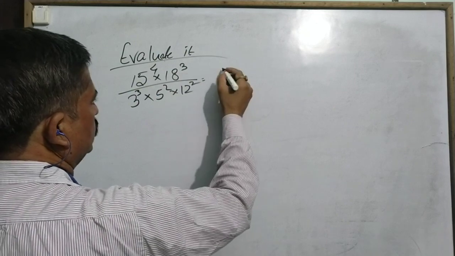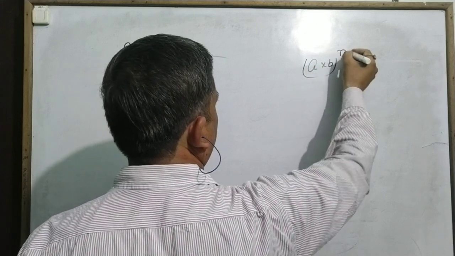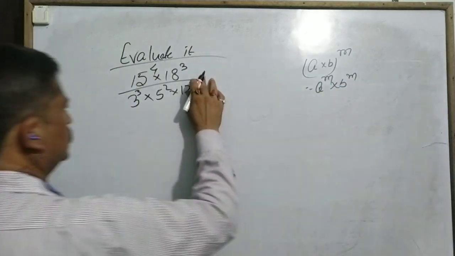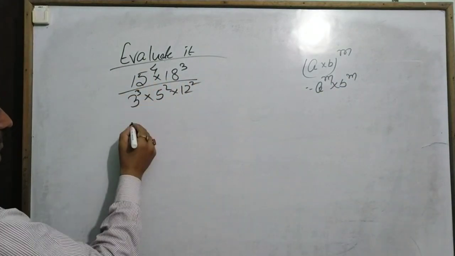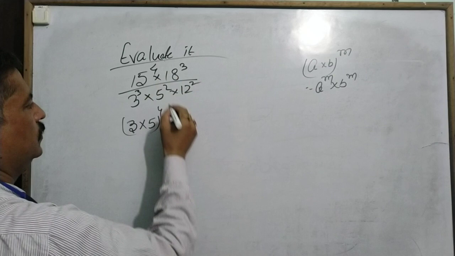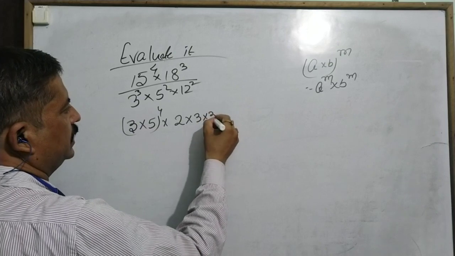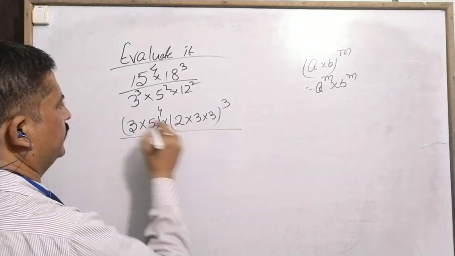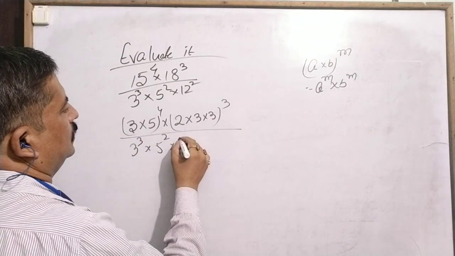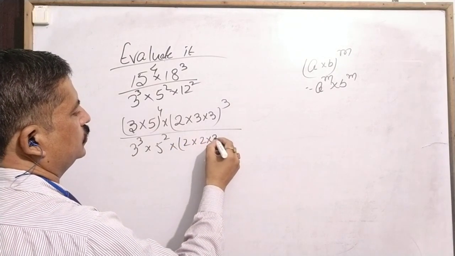So we also use the identity (a into b) to the power m is equal to a to the power m into b to the power m. Such a type of identity is used here. 15 we write as 3 into 5, 18 we write as 2 into 3 into 3, divided by 3 to the power 3 into 5 to the power 2 into 12, which we write as 2 into 3 to the power.